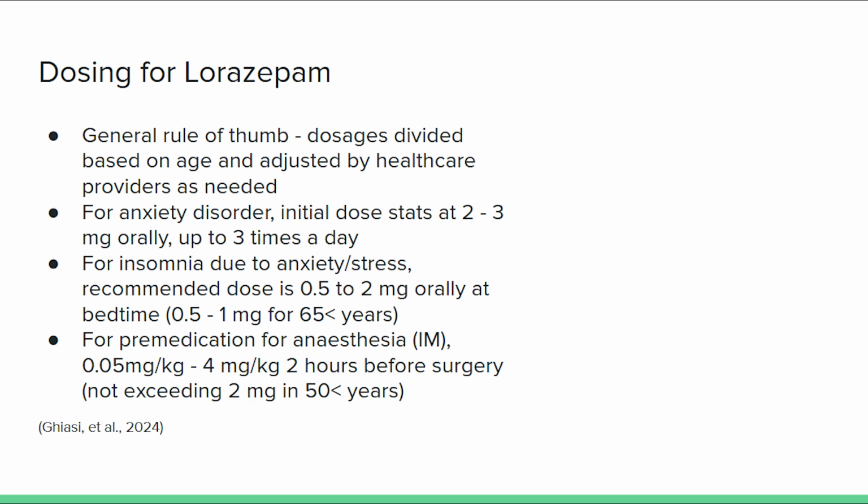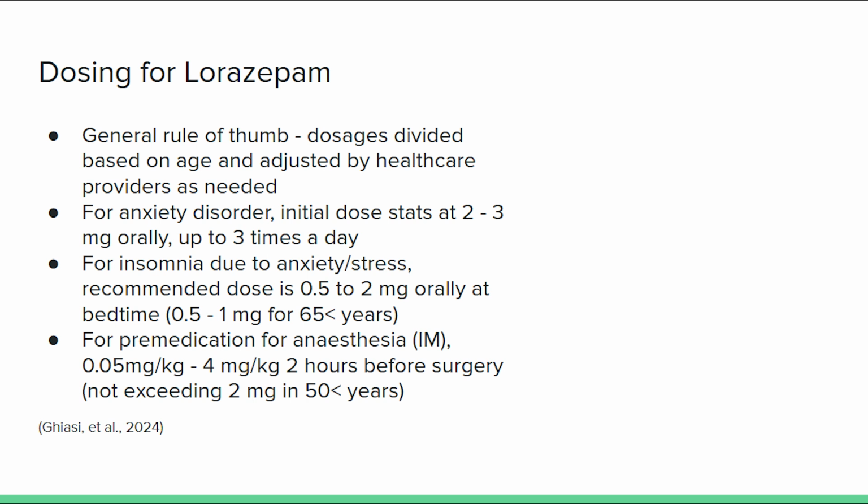For some specific dosage values, for anxiety, the dosage will be around 2 to 3 milligrams orally and can be up to 2 to 3 times a day. For insomnia, due to anxiety or stress, the dosage can be around 0.5 to 2 milligrams orally during bedtime, but will be around 0.5 to 1 milligram for adults over 65 years old.